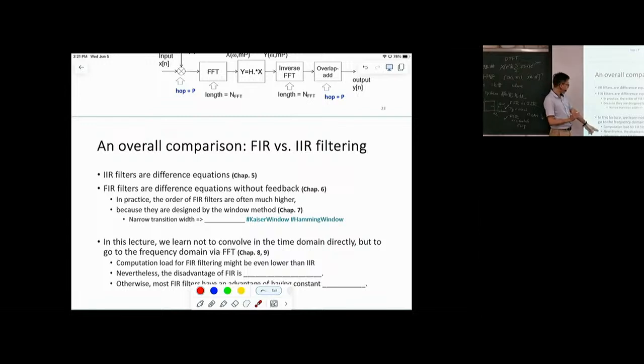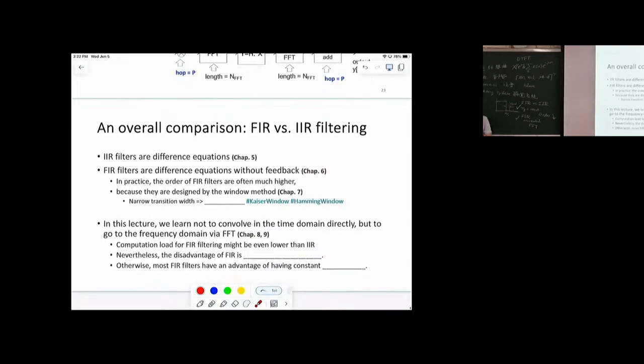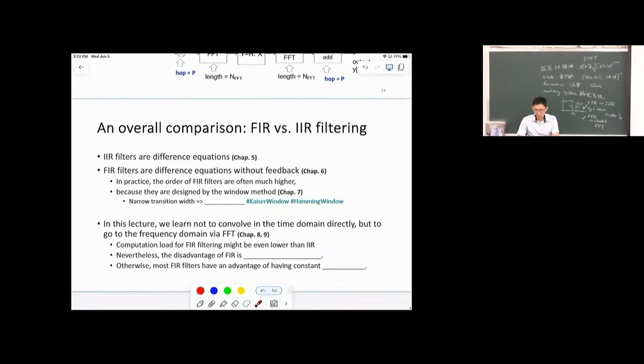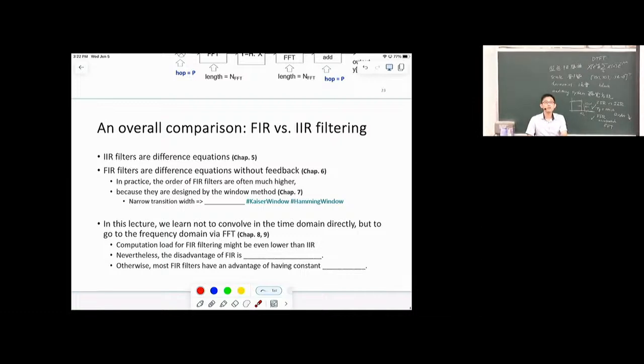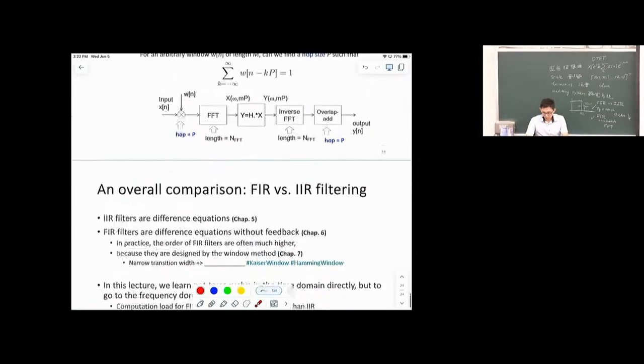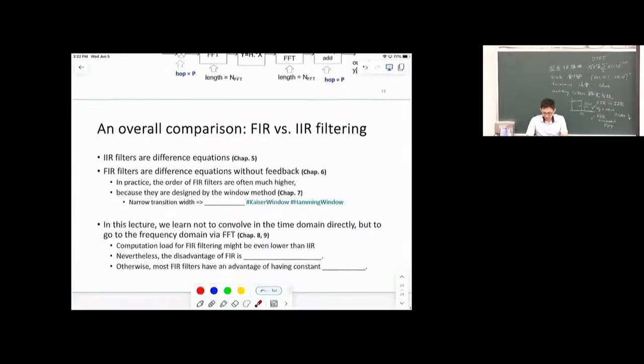So now the final question. Is there any drawback, any disadvantage of FIR? Now with FFT, it seems everything can be accelerated. But the disadvantage of FIR, I want to share with you, might be the memory, and latency.